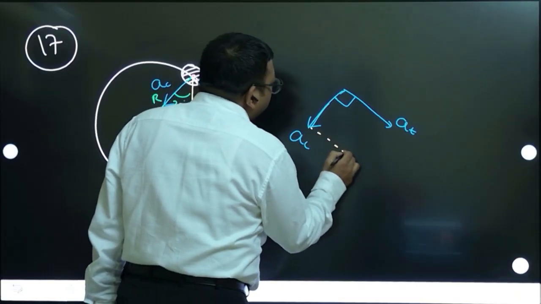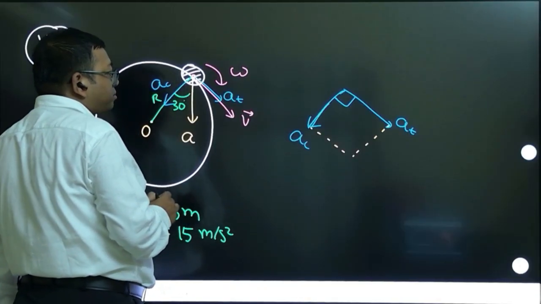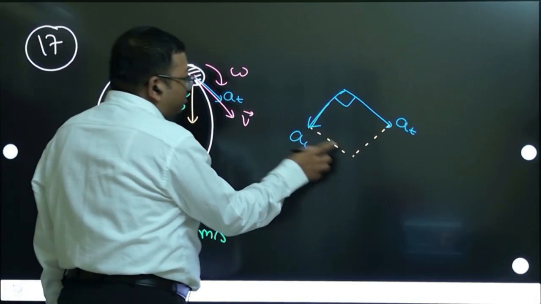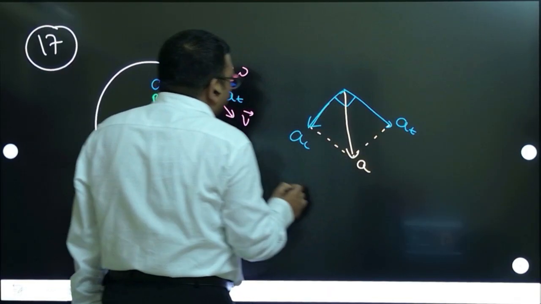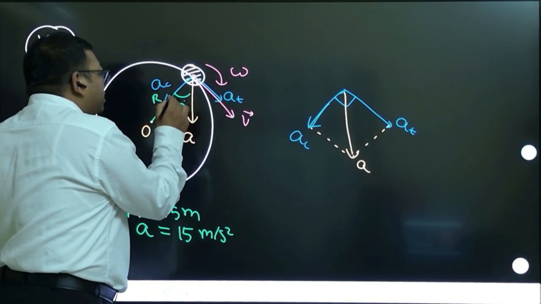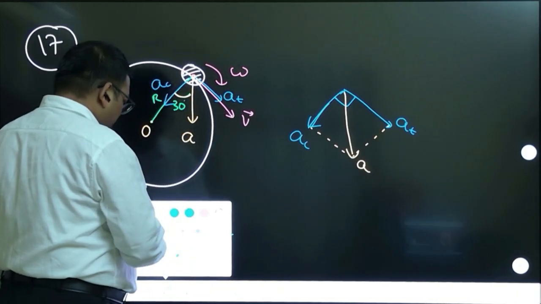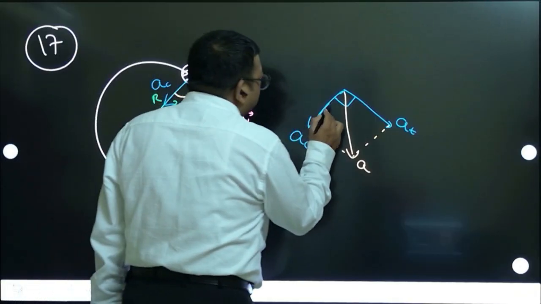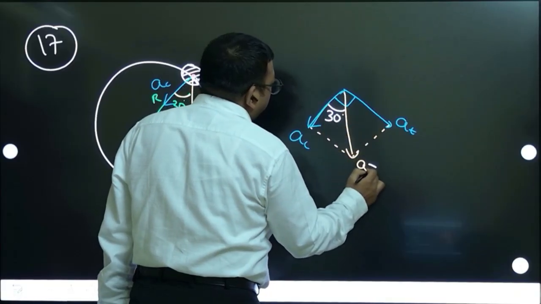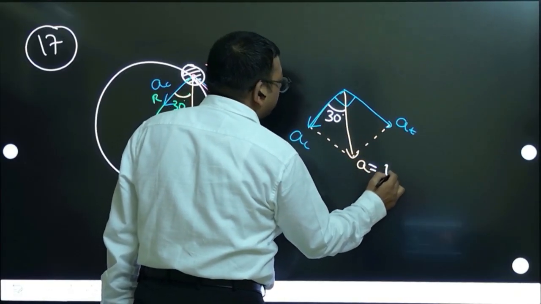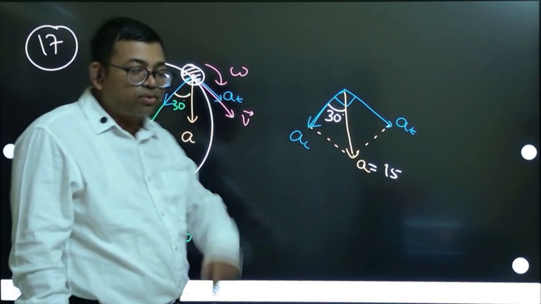And their resultant is what? What is their resultant? That is A. Now, what is given? What is this angle, 30 degrees? It is the angle between these. That means if this A is given here as 15, can you not calculate AC? Can you not calculate AT?